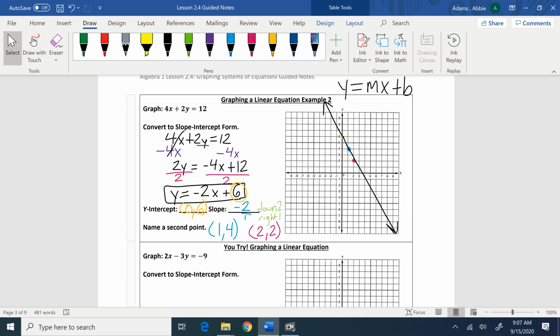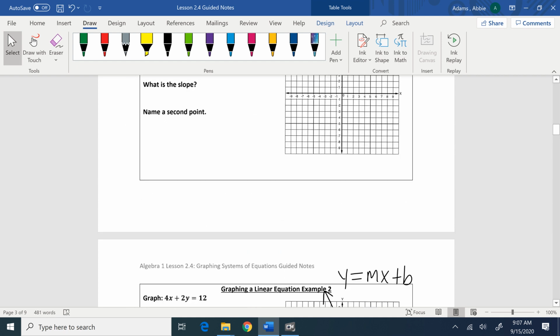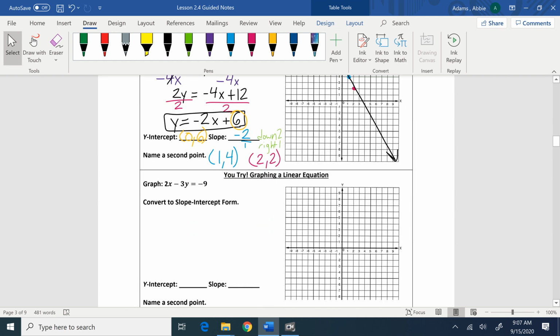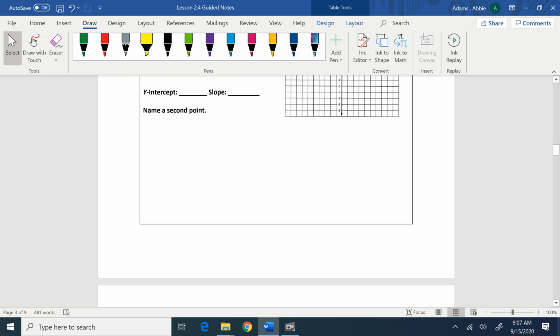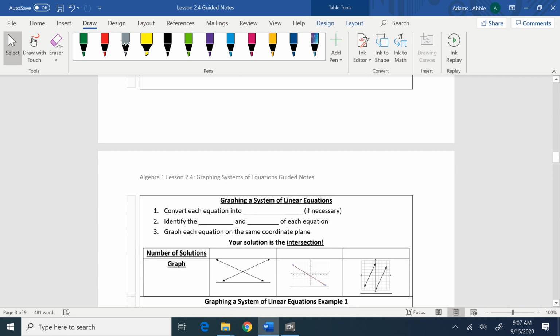Alright, now it's your turn. I want you guys to try the U-try problem. So the problem on page 2 and the problem on page 3. And then we're going to get into graphing systems of linear equations.